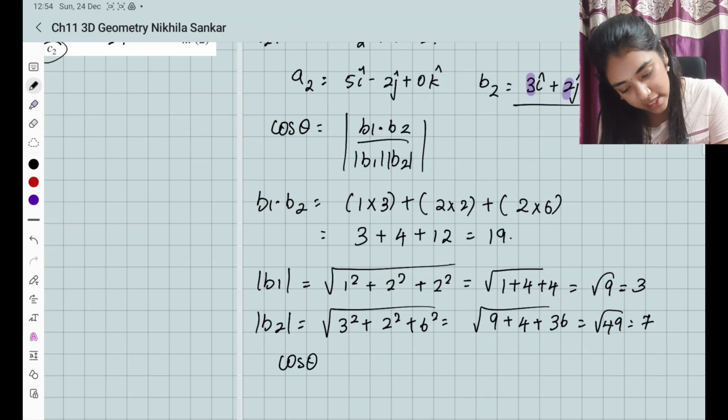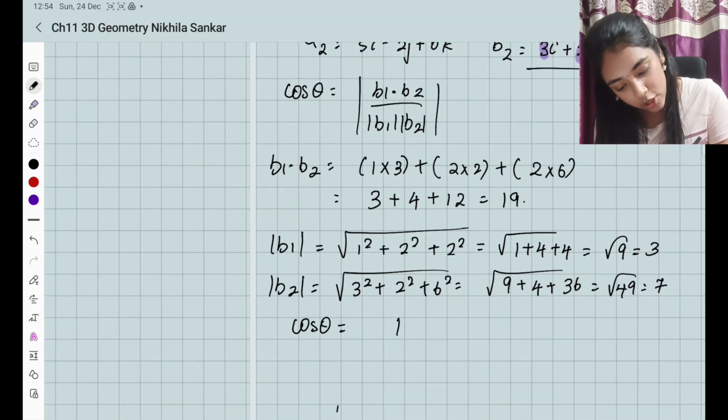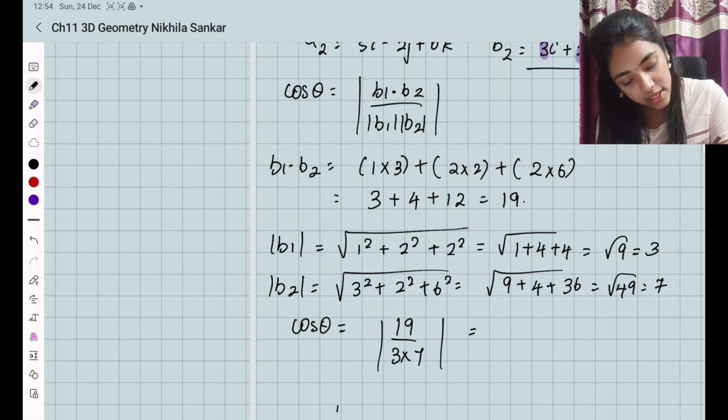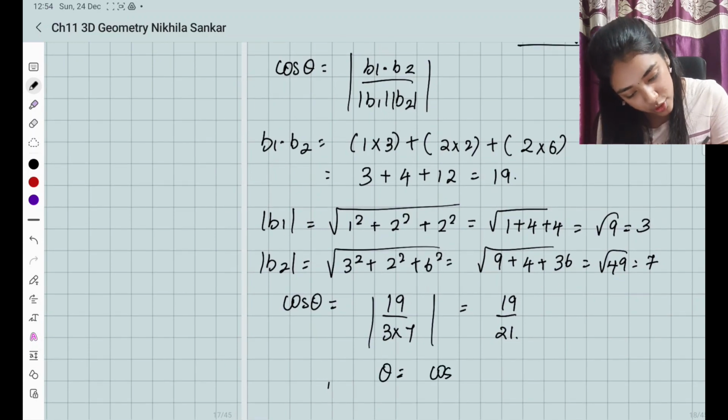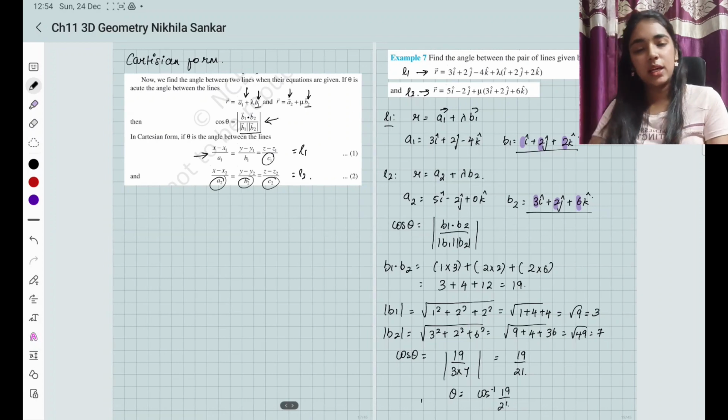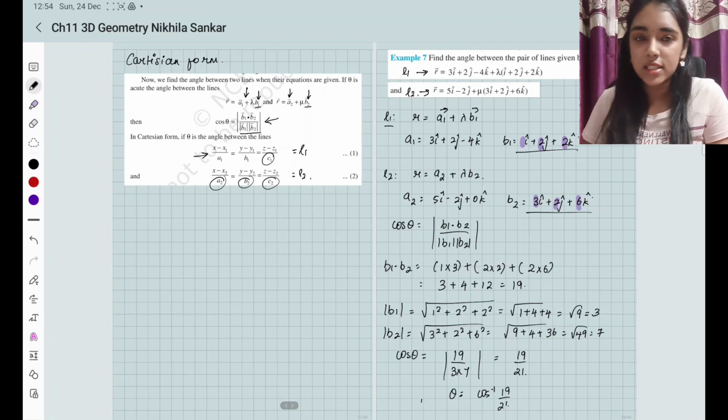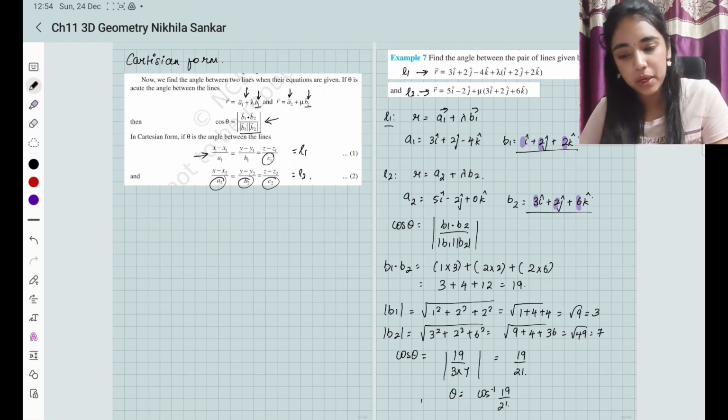So cos theta என்ன இதிலிருந்து? So cos theta equals the dot product 19 divided by 3 into 7 inside the modulus, inside the absolute value, and this is going to be 19 divided by 21. So இதிலிருந்து theta என்ன? It is going to be cos inverse of 19 divided by 21. அவ்வளவுதான். என்ன ஈக்குவேஷன் கொடுத்திருக்கு, அது எந்த ஃபார்ம்ல இருக்கு, cos theta க்கு என்ன ஃபார்முலா, அவ்வளவுதான். இதெல்லாம் அப்ளை பண்ணா you can get the answer.